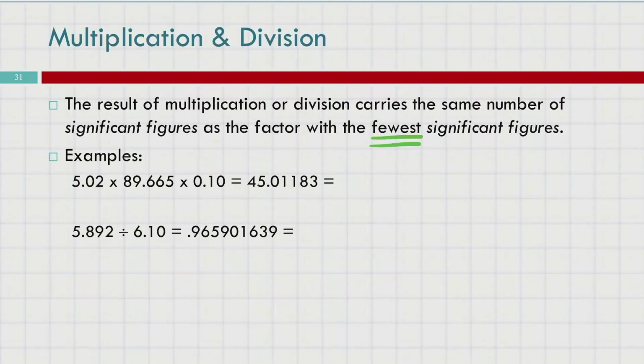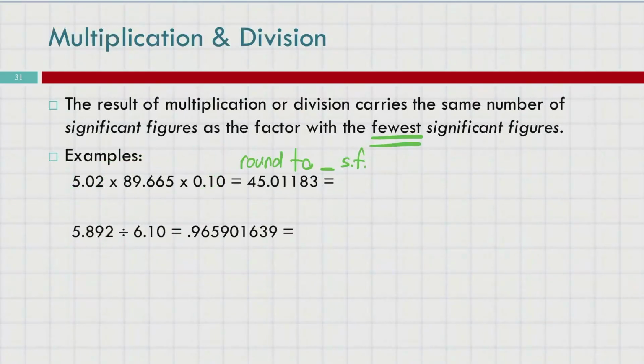So we've got two examples up here. We've got the numbers 5.02, 89.665, 0.10. If you put those in your calculator, you'll get this 45-ish number. And we're going to round that to how many significant figures? That's the big question. So we want to look at the numbers that we used to get that number. So those are this 5 and the 89 and the 0.1.